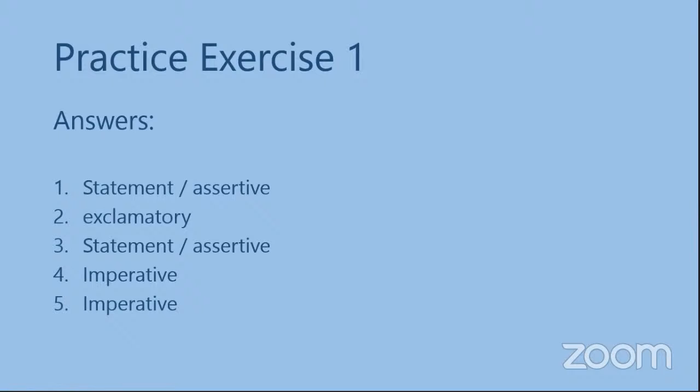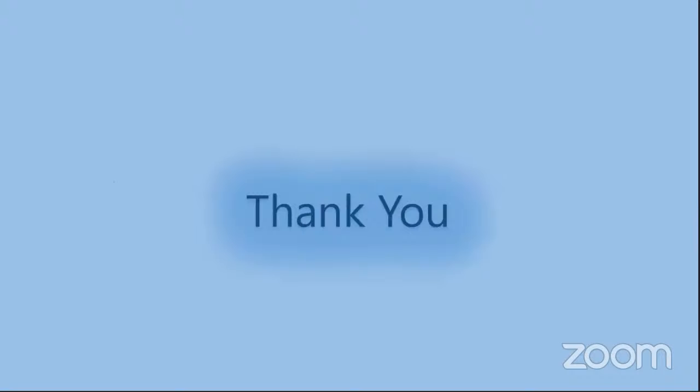See. Statement is nothing but declarative. Declaration means statement or assertive. Then exclamatory, then again declarative, then imperative, imperative. That's all with this chapter. We have studied types of sentences. Thank you, all of you.